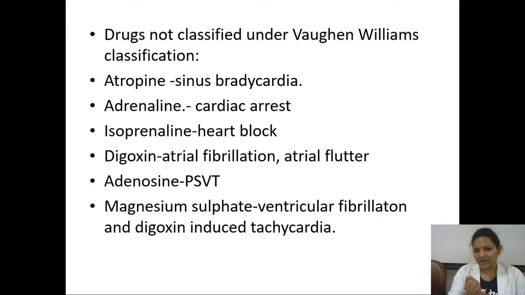There are certain drugs that are not classified under the Vaughan Williams classification. For example, atropine given in patients of sinus bradycardia, adrenaline given in patients of cardiac arrest, isoprenaline for heart block, digoxin for atrial fibrillation and flutter, adenosine, which is the drug of choice for PSVT, and magnesium sulfate, which is given in patients with ventricular fibrillation and digoxin induced tachycardia. All these drugs do not come under the Vaughan Williams classification, but yes, they are used in patients of arrhythmias.